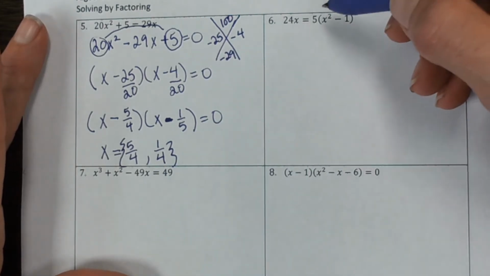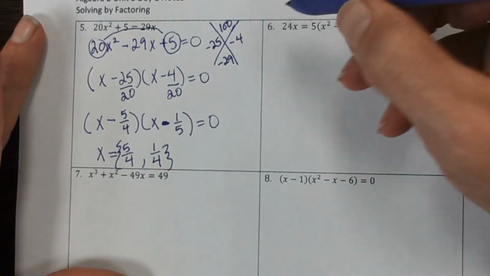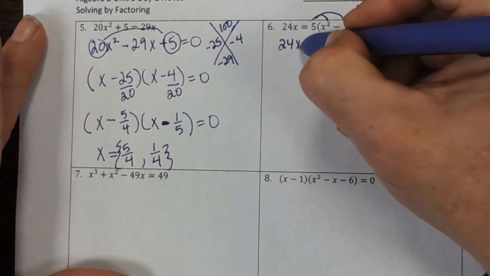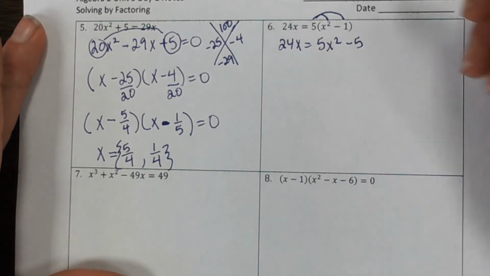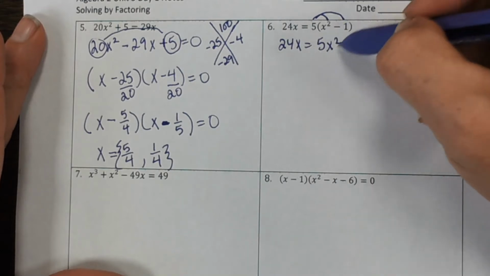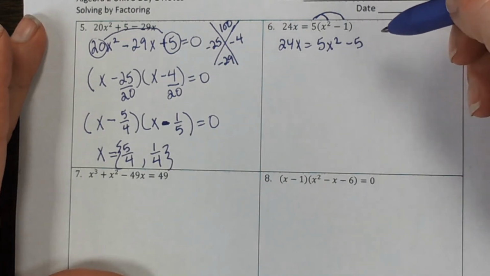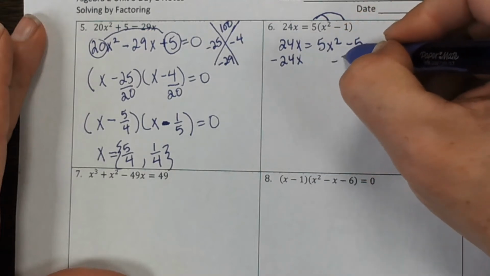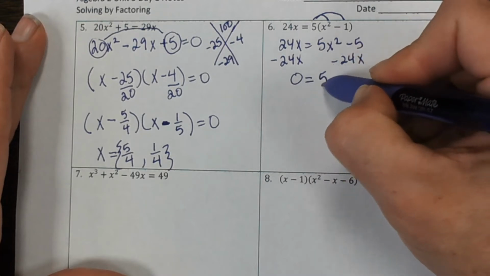All right, now sometimes you're going to have to do a little bit more work in order to get things equal to 0. So I see that I need to distribute my 5. So I have 24x is equal to 5x squared minus 5. Now I notice I still need to get everything over to one side. Now I'm going to leave the 5x squared over here because it's positive, and I'd always rather factor something with a positive coefficient. So I'm going to move the 24x over to this side, and again, put it in the middle of those two terms so I can have this in standard form.